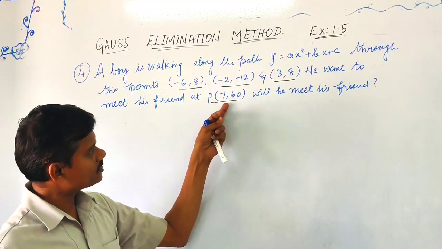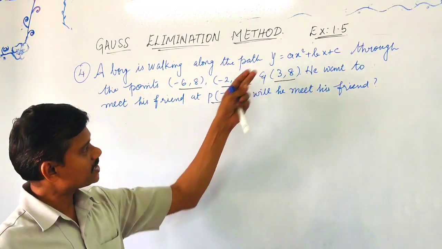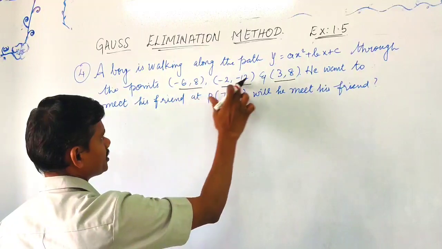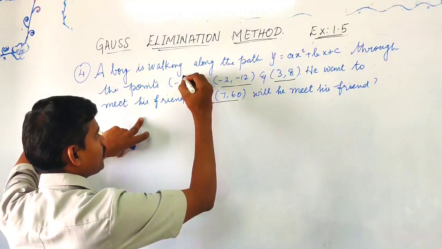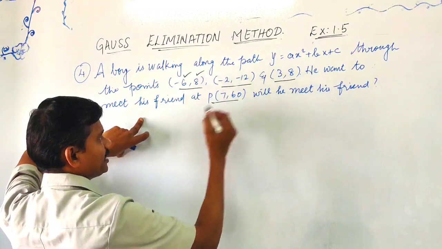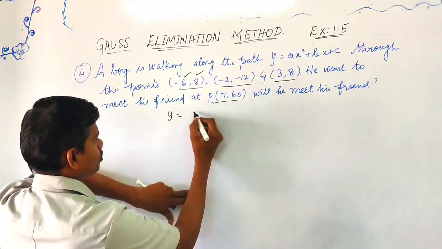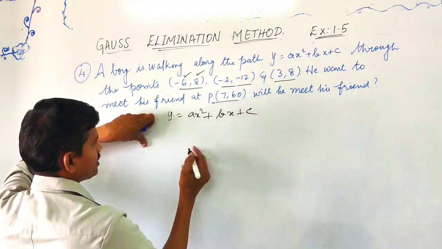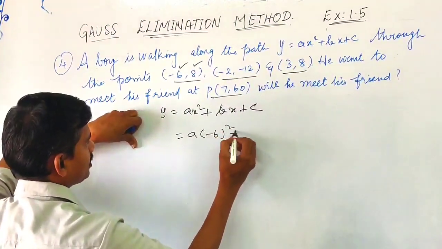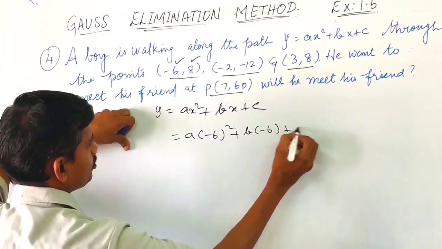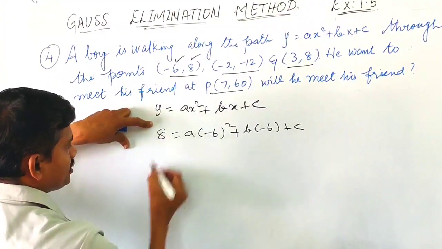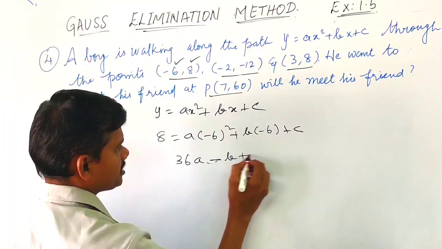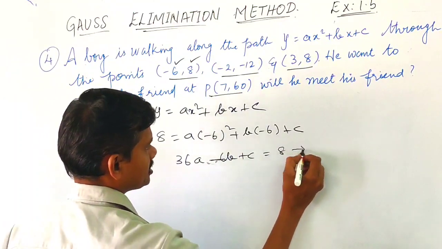So we have to check whether this point satisfies this equation. First we have to make the equations using these 3 points. The first equation: substitute the value of x as minus 6 and y as 8 in the given equation y is equal to ax square plus bx plus c. Substitute x as minus 6: a into minus 6 square plus b into minus 6 plus c. Here the value of y is 8, which gives 36a minus 6b plus c equal to 8. This is the first equation.